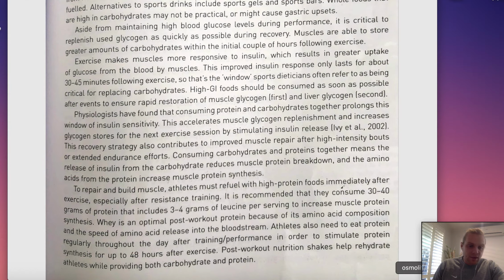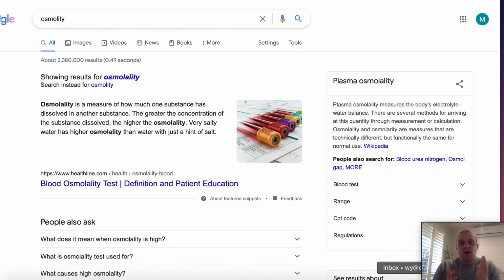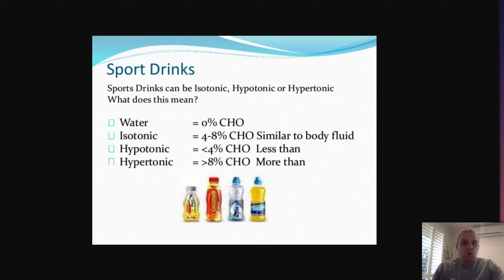Now, about the sports drinks, I just wanted to flip over to this. The word osmolality I've mentioned a couple of times, and I want you to start thinking about putting it into your writing as well. It refers to how much of one substance is dissolved into another. Okay, and the reason why it's important is when we start talking about drinking sports drinks for recovery purposes, when we're refueling and rehydrating. Now, there's 4 different things that you can consume here. You can consume water. Water itself has 0 carbohydrates.